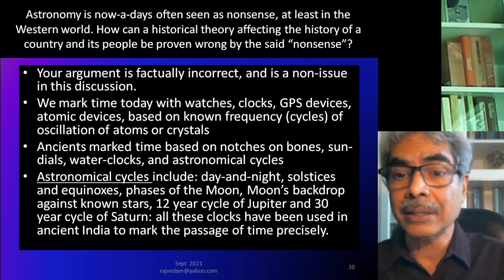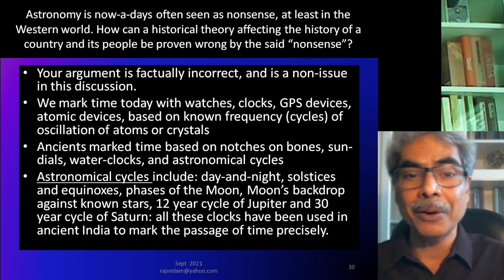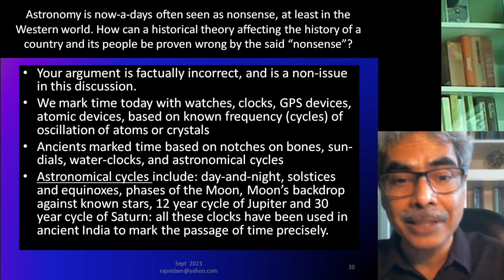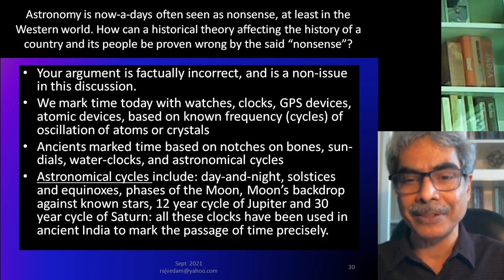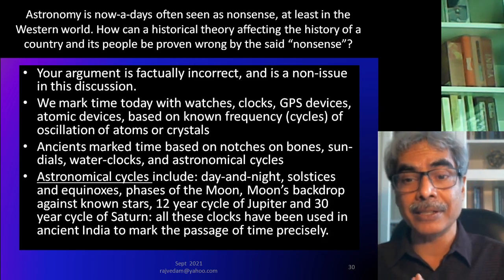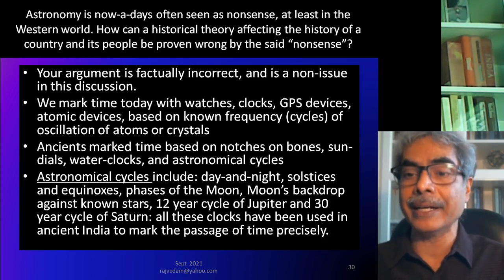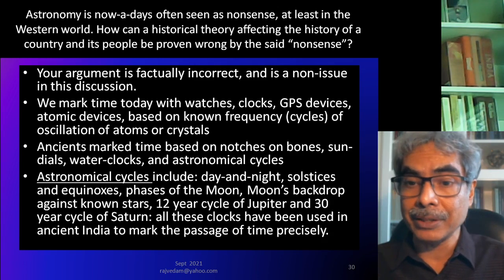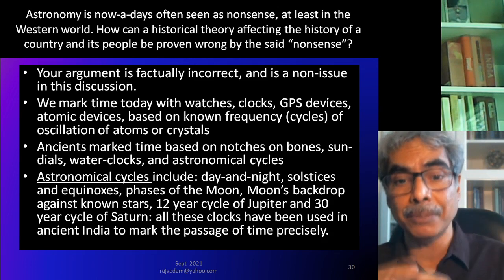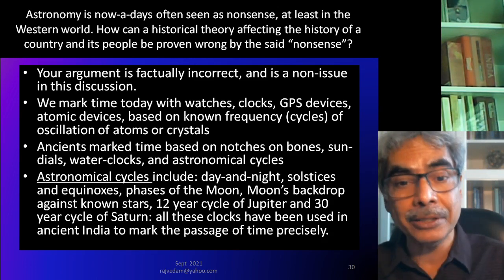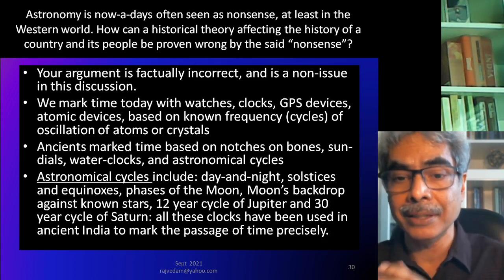So they marked time perhaps in the very, very ancient times with notches on bones, or using the shadow of the sun, using sundials, or using water clocks, and perhaps astronomical cycles. Now, astronomical cycles include things like the day and night. That is a cycle, right? So that you can measure the day and night. The solstices and equinox, the winter and the summer solstice along the two equinox points, they form the four cardinal positions of astronomy, and ancients could measure them pretty precisely and mark the solar year based upon these entities.